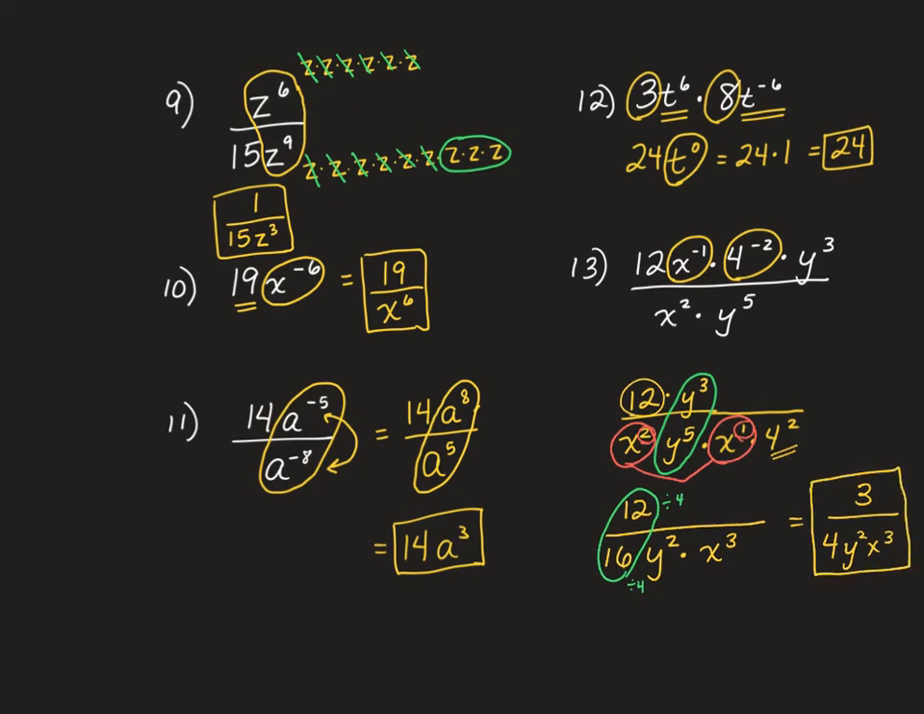So this concludes today's lesson of Chapter 10, Lesson 4, which is 0 and negative exponents.